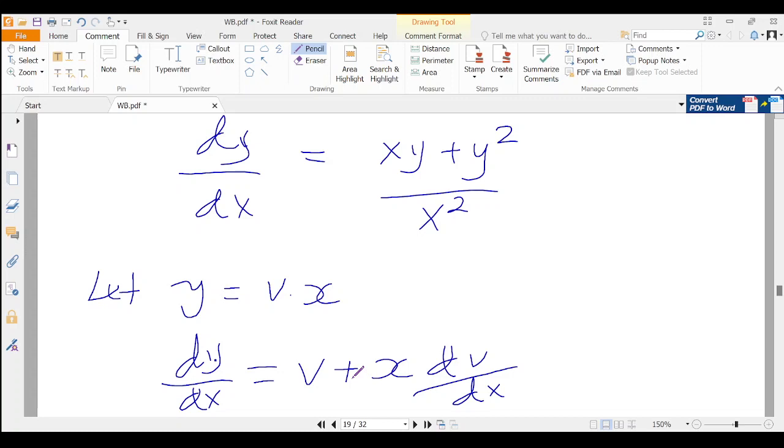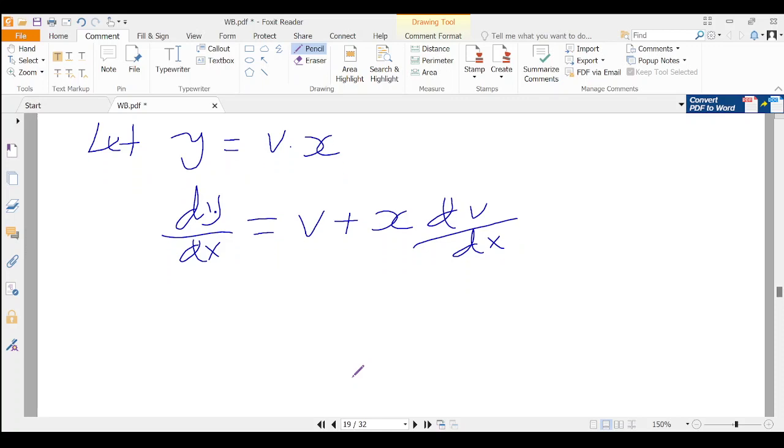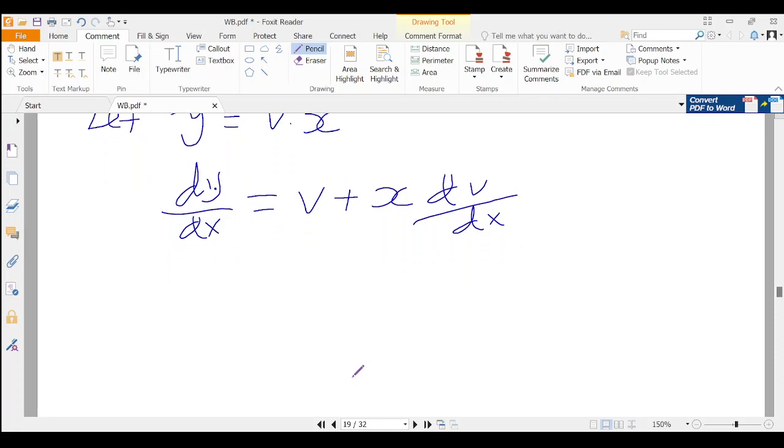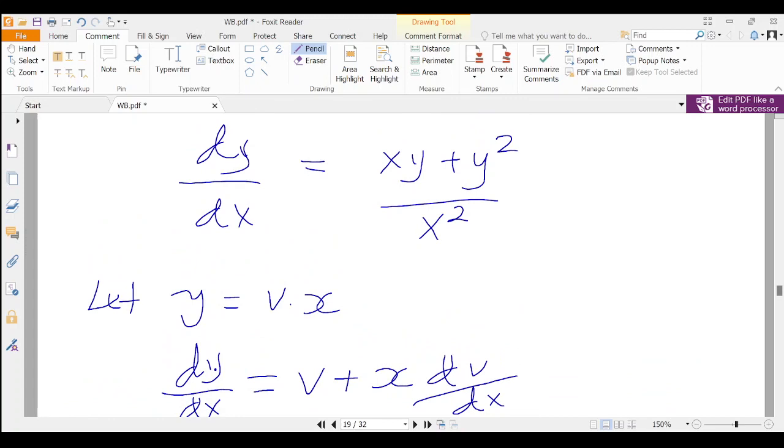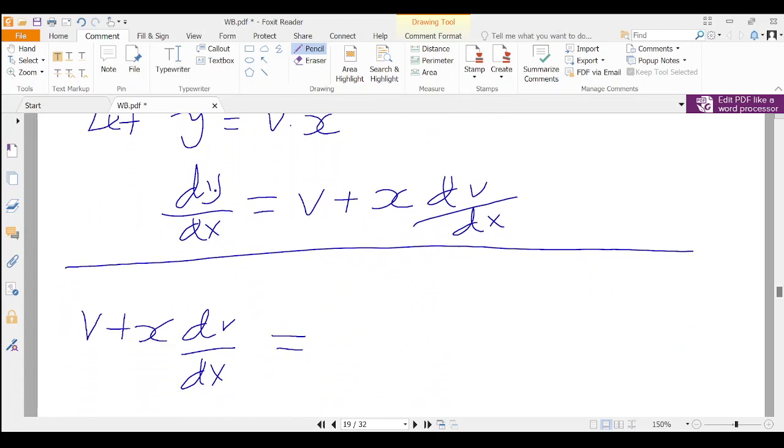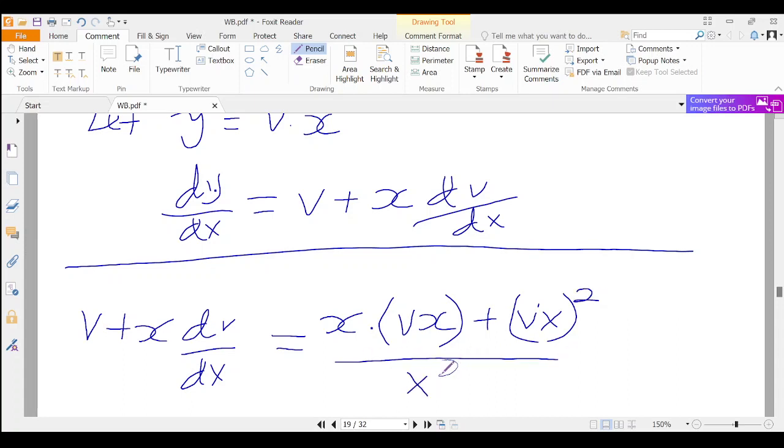So after substitution, the differential equation should be reduced to a variable separable type. You see that the left-hand side will become v plus x dv/dx. For the right-hand side, the first term is xy, so that will be x multiplying vx, which is our y. Then the second term is y squared, so we shall have vx squared. The denominator is x squared.